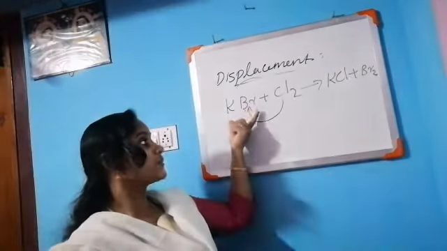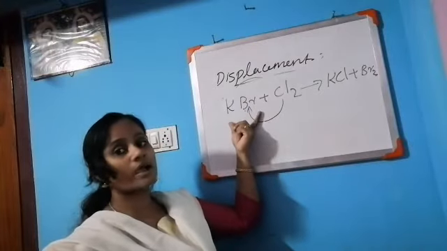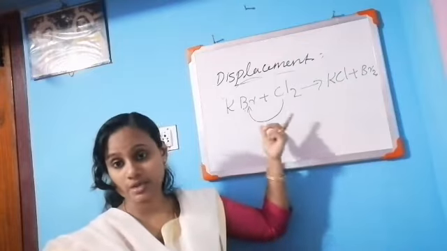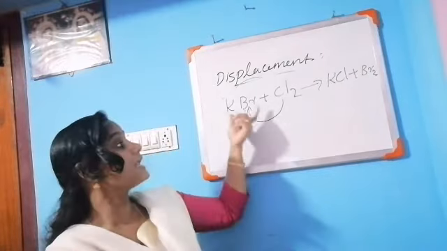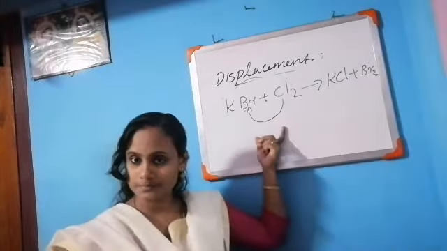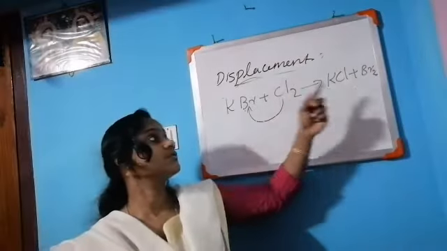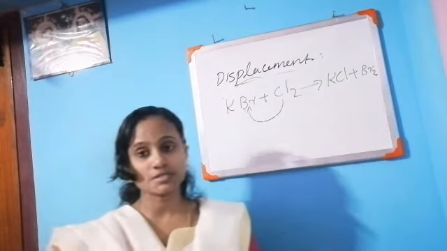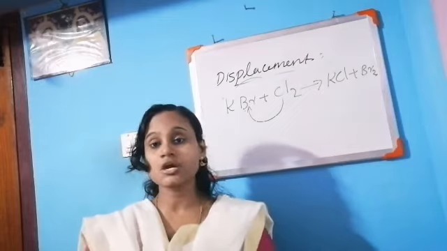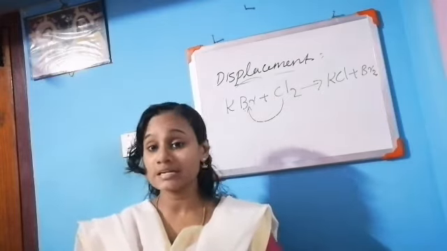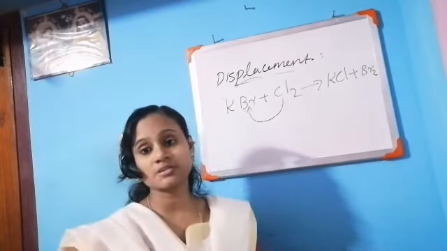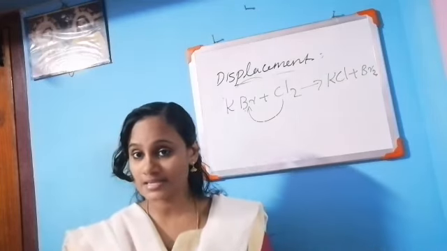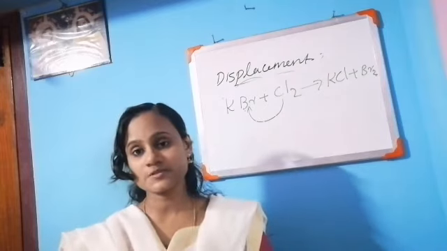So from that potassium bromide, chlorine, the most reactive non-metal, displaces the less reactive non-metal bromine. Is it clear? So potassium chloride and bromine are formed. So what is a displacement reaction? A reaction in which the most reactive non-metal displaces a less reactive non-metal from a compound. That type of reaction is called what? Displacement reaction.